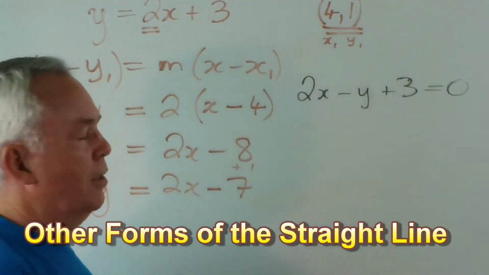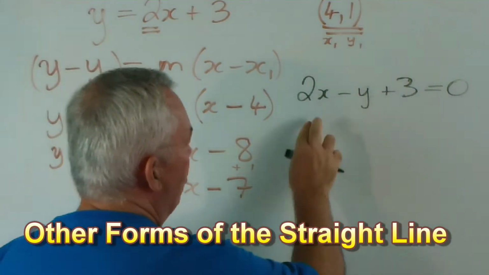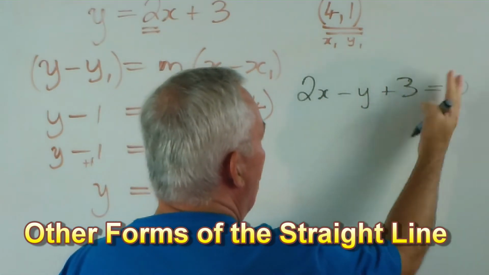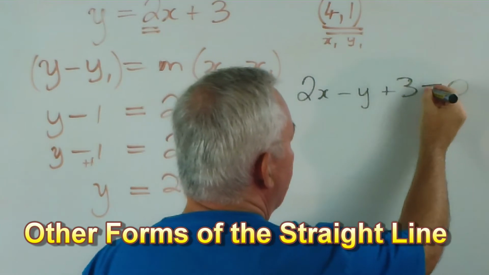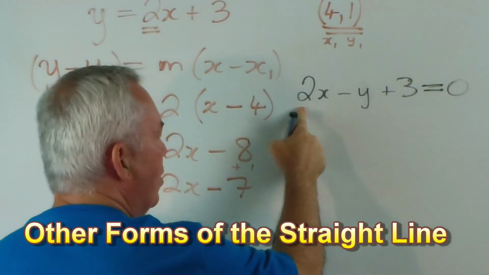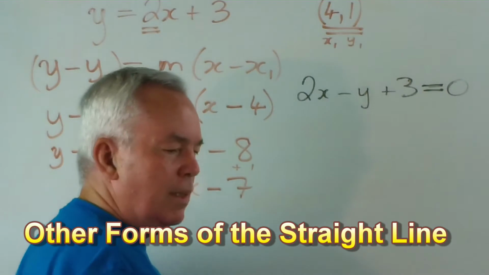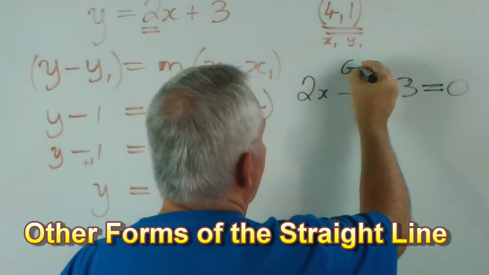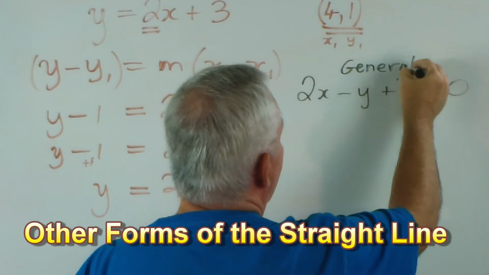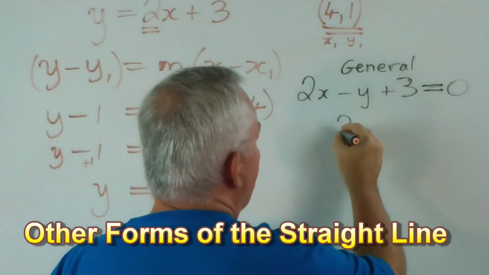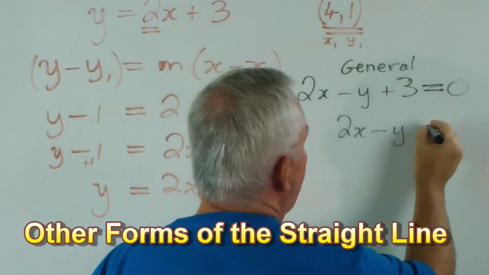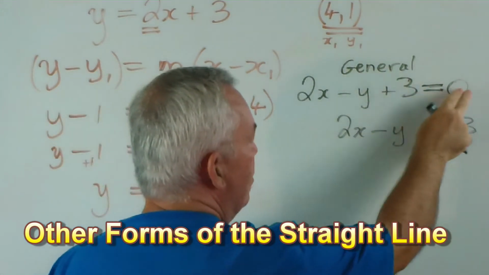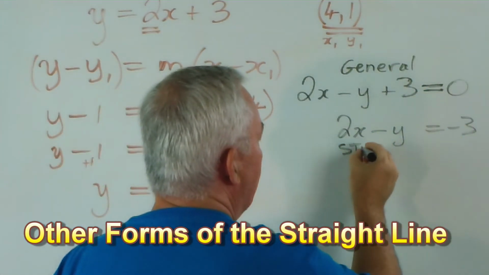That would be the general form. In the general form we like the x term, then the y term, then the constant, all on one side equal to 0, and the coefficient of x to be positive, and preferably the coefficients all to be whole numbers, integers. So here's our general form. We have this form, 2x minus y is negative 3. Not a very big change, we just move the constant over. This is called the standard form.